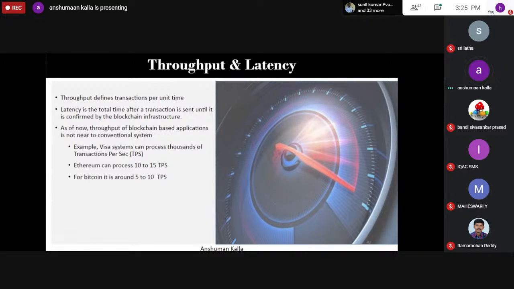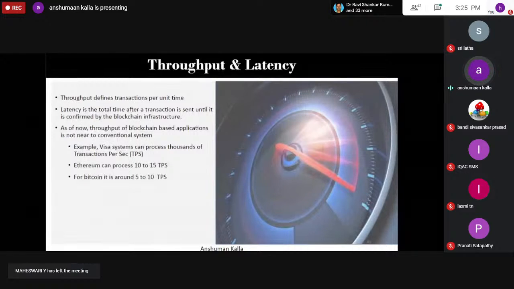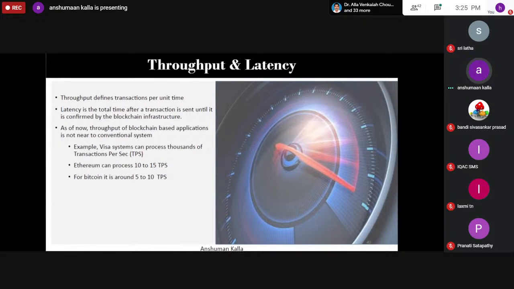Okay, so another challenge that we have as far as blockchain is concerned is the throughput and latency, right? Throughput defines how many transactions per unit time you can process, and latency is the total time that transpires once you have sent a transaction until the time it gets confirmed, the block is mined, and everybody gets the new block in which the transaction is there, right? So throughput and latency are important.